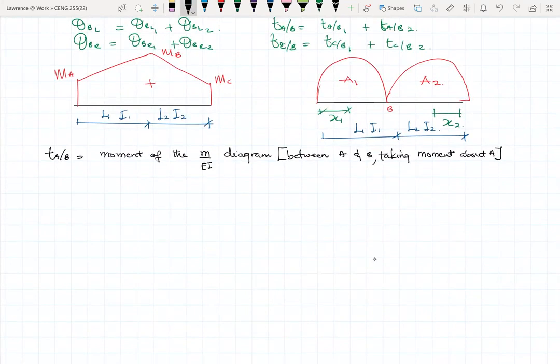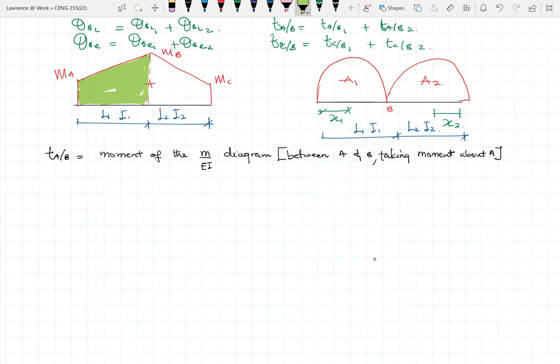The M over EI diagram, where we find the area of the diagram, and then we find the moments of that area between the points of interest, in this case, about A. So here, this is what I do. If I want to find TAB, then I need to find the moment with respect to this section right here.